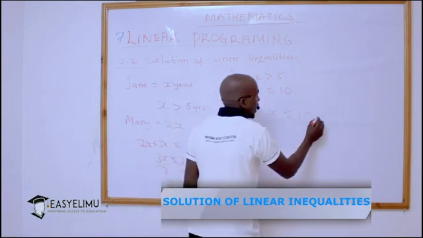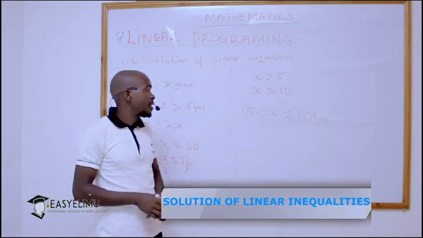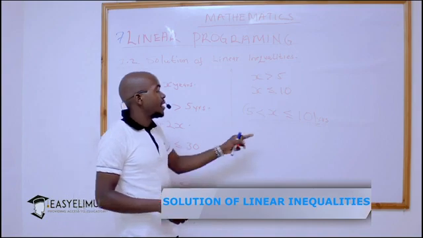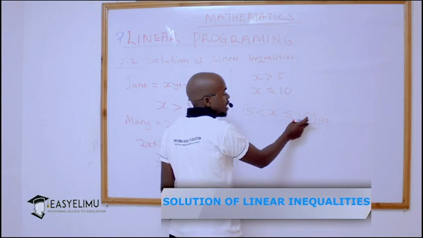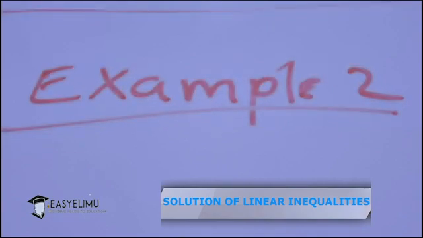And this one is a number of years. So we have found that the age of Jane is either 10 years or less, but is not less than 5. So it means it is more than 5 years.